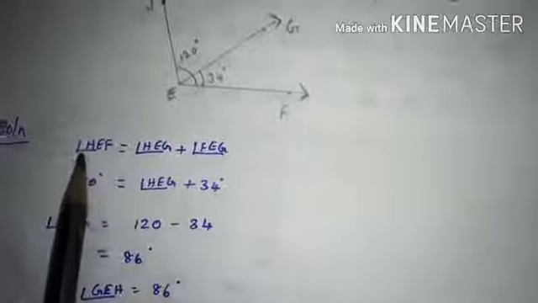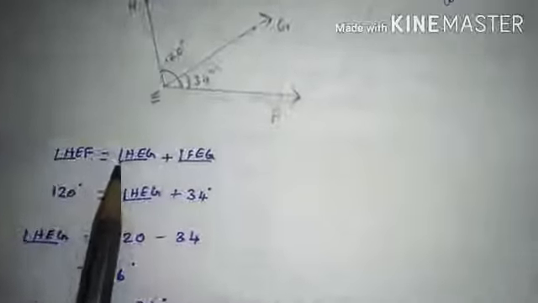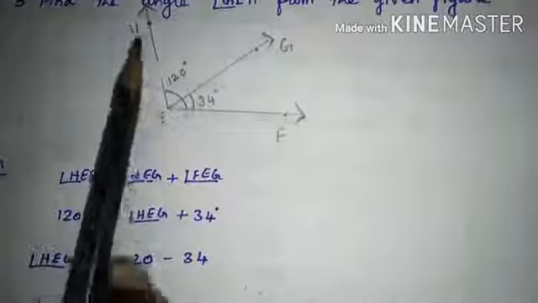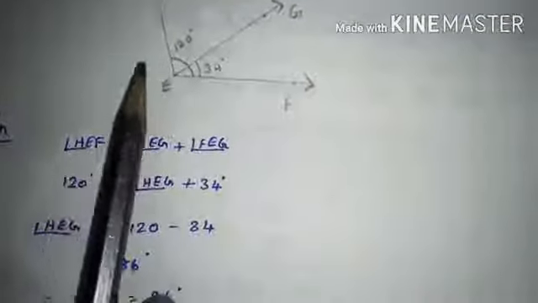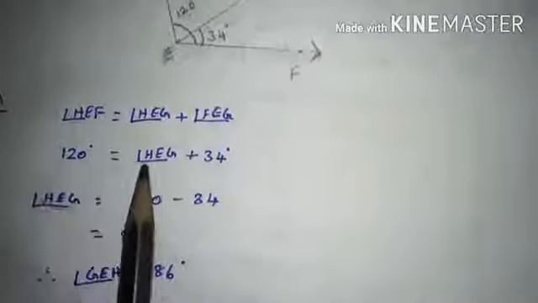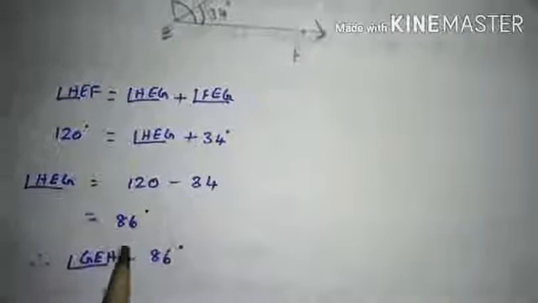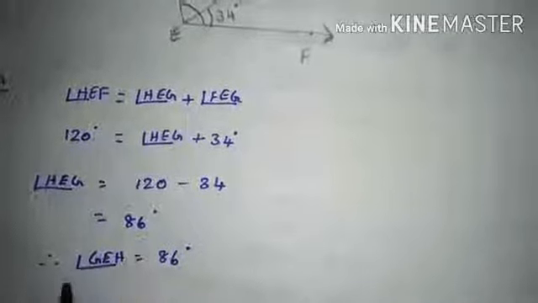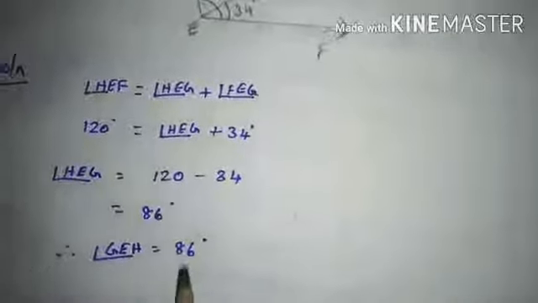That is, angle HEF equals HEG plus FEG. Substituting it, we get 120 equals HEG plus 34. When we move this 34, we get the answer HEG is equal to 86 degree. Therefore, angle GEH equals 86 degree.